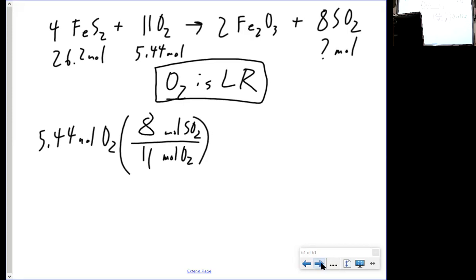What's my math? 5.44 times 8 divided by 11. Multiply across the top, divide by what's on the bottom. 5.44 times 8, divided by 11. My guess is something like 4 point something. 3.95. That's 4 point something. I'm rounding up, right? Yeah. 3.95 moles of sulfate, and you just did number 1 on your practice.